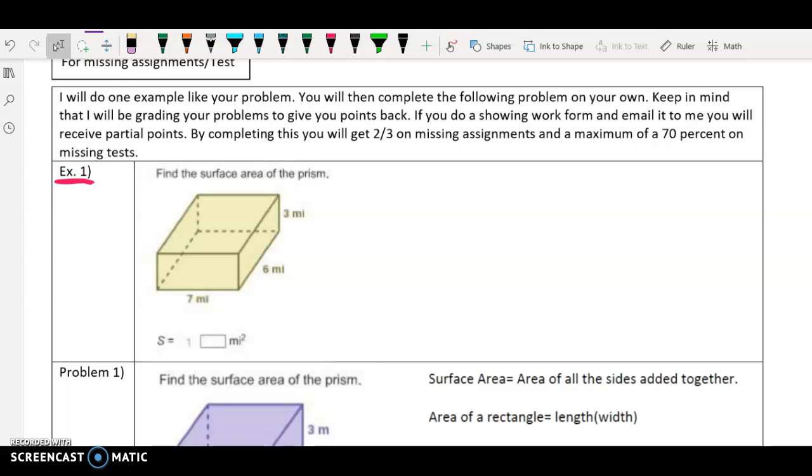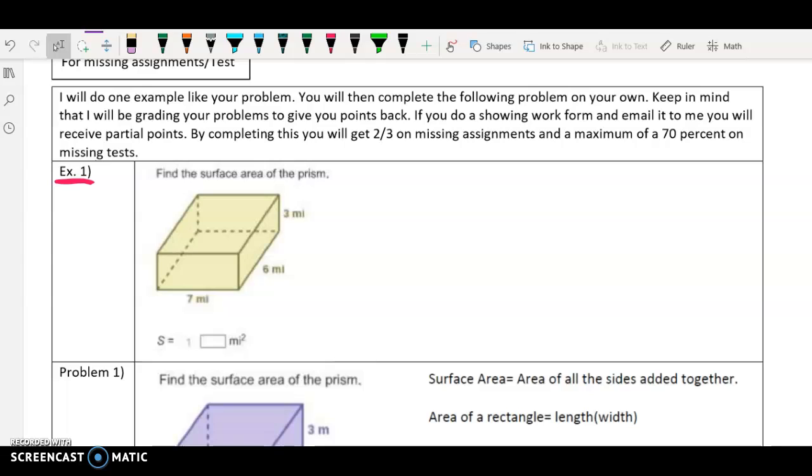If you do a showing work form and you email it to me, I will grade that and give you partial points back. But some things to keep in mind, since we didn't do the full lesson and since we didn't do the full homework assignments, this is just a way to earn back partial points on those missing assignments. So as long as you do this correctly, you will get a 2 out of 3 on those missing assignments and a maximum of a 70% on your missing test score.